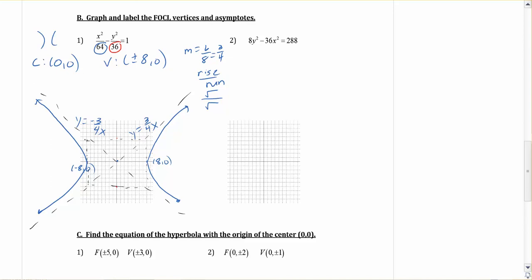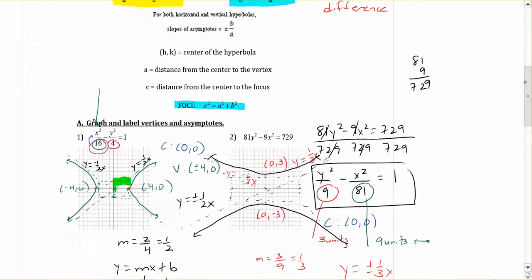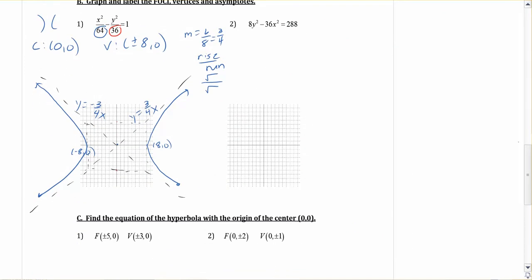When we find the foci of our hyperbolas, we do it by using, I'm just going to scroll up, c squared equals a squared plus b squared. Let me put this in red. C squared equals a squared plus b squared. So I need to figure out how to get my foci from c squared equals a squared plus b squared.